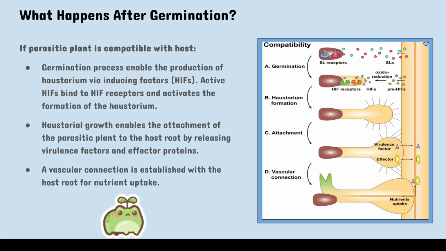After a parasitic plant undergoes germination, it begins to produce Haustorium-inducing factors, or HIFs. These active Haustorium-inducing factors bind to compatible receptors and activate the formation of the Haustorium. As the Haustorium grows, it secretes virulence factors and effector proteins that further establish its connection to the host. And finally, once this vascular connection is established, nutrient uptake can begin. This is the case when a parasitic plant is compatible with its host, though.